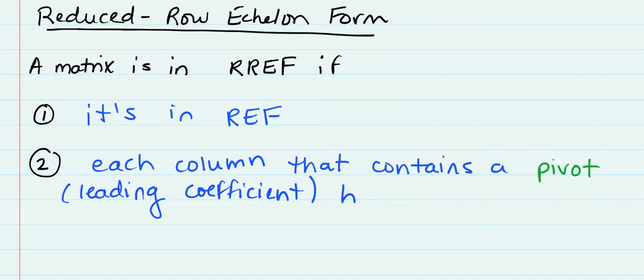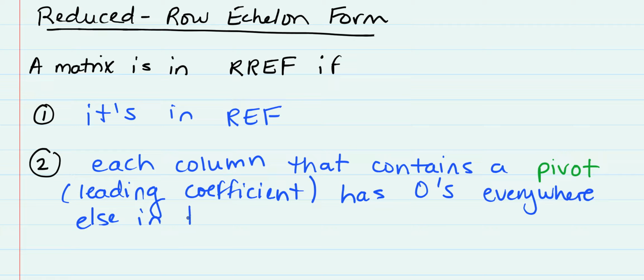So each column that contains a pivot has zeros everywhere else in the column. Specifically above it. That's something I want to mention to you as well.